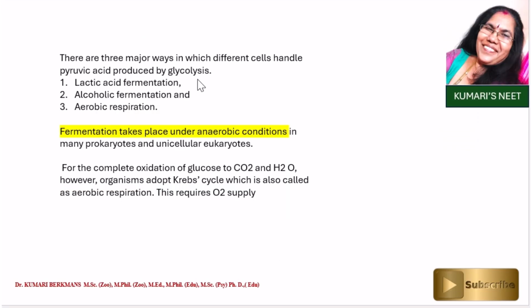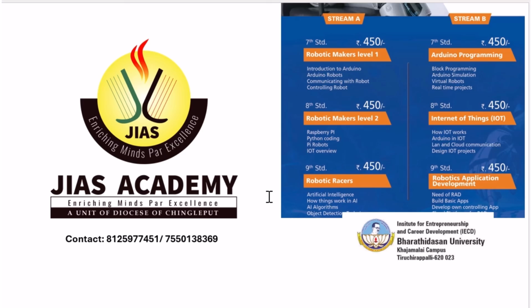So let us go into the class. There are three major ways in which different cells handle pyruvic acid produced by glycolysis. One is lactic acid fermentation, another one is alcoholic fermentation, and the third is aerobic respiration. Fermentation takes place under anaerobic condition in many prokaryotes and unicellular eukaryotes. For the complete oxidation of glucose to carbon dioxide and water, however, the organisms adopt the Krebs cycle, which is also called aerobic respiration. This requires oxygen supply.